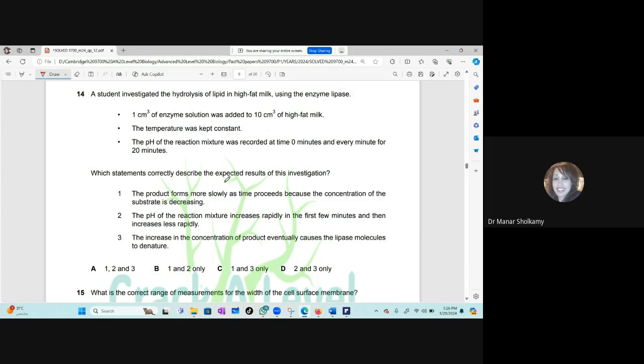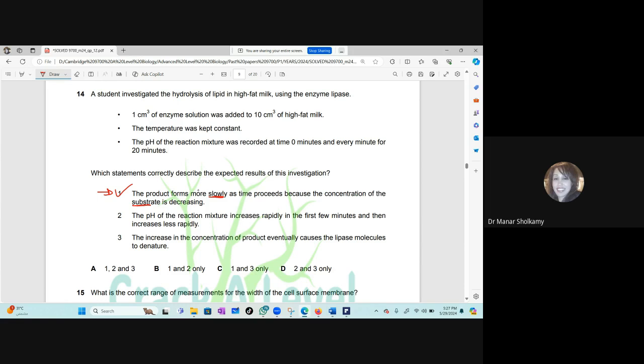1. The product forms more slowly as time proceeds because the concentration of the substrate is decreasing. Let's take it one by one. Is sentence number 1 correct? Is 1 right or wrong? It's correct. Of course, it's correct. Well done. Always the initial rate of the reaction is highest because the substrate is present in excess initially, and with time the substrate decreases. Correct. So 1 is right.